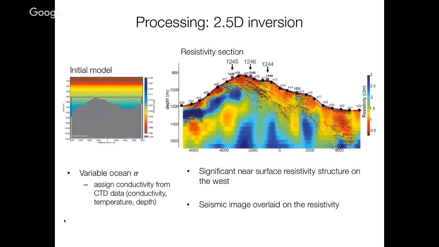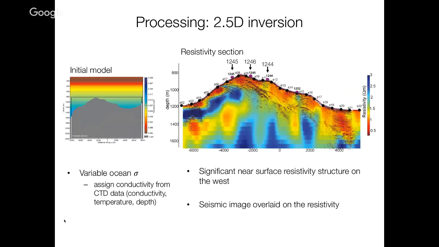Then for processing, we're going to do an inversion. You need to have a good reference model. So you need to have the topography of the seafloor, and the conductivity of the water actually changes significantly depending upon the salt concentration and the temperature. You need to know that, and you put all that together, and that gives you a background resistivity model. You invert that, and you end up with this as an inversion model.